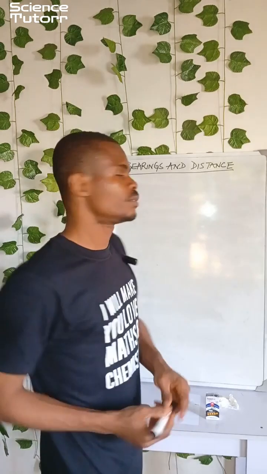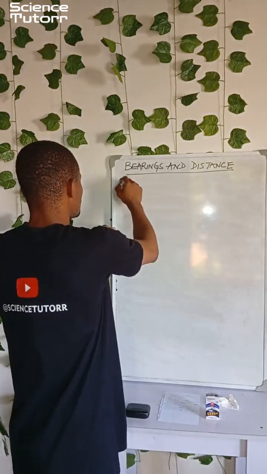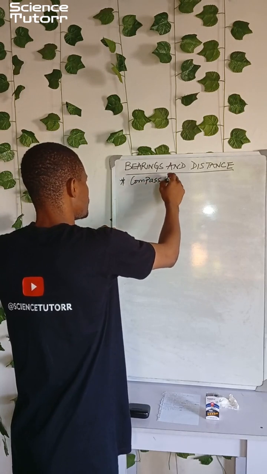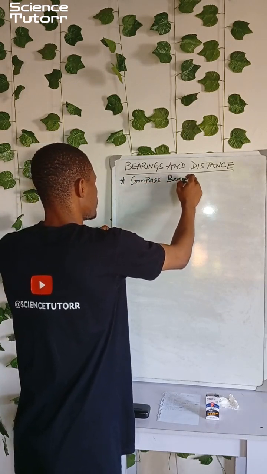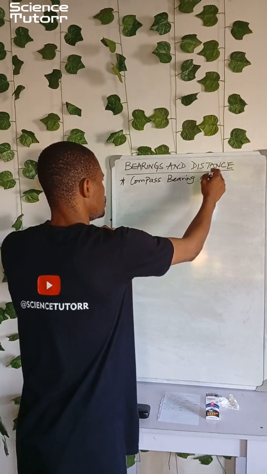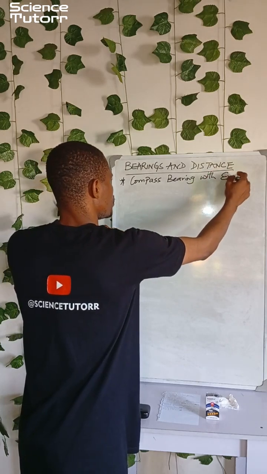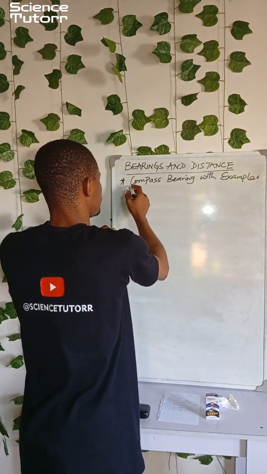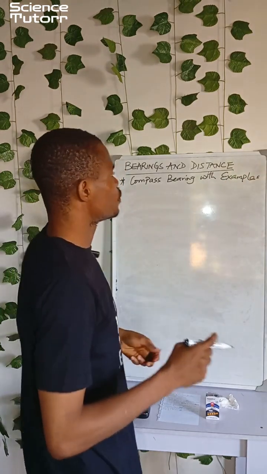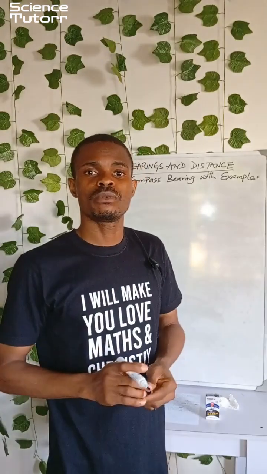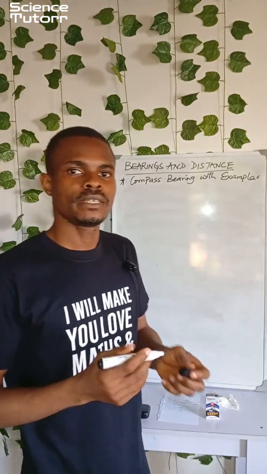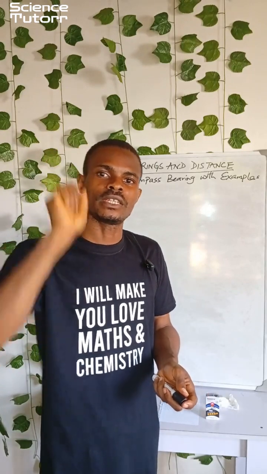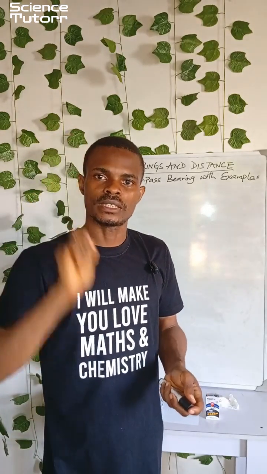So the first one, we begin with the compass bearing. I'm going to be treating this with examples. Now, this is how it works. It's very simple. For compass bearing, the focal point is always on the north and south pole.